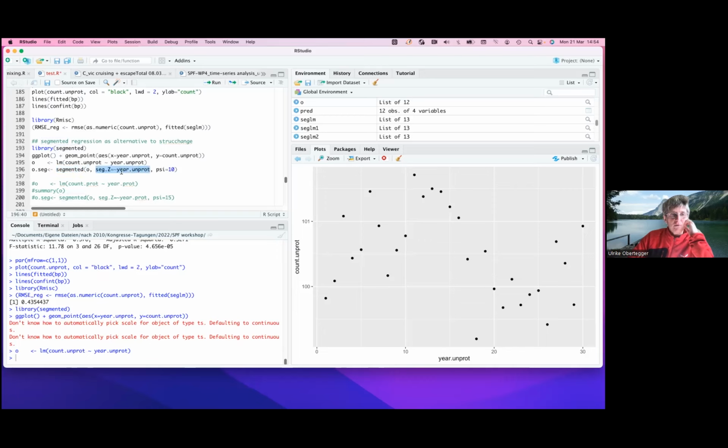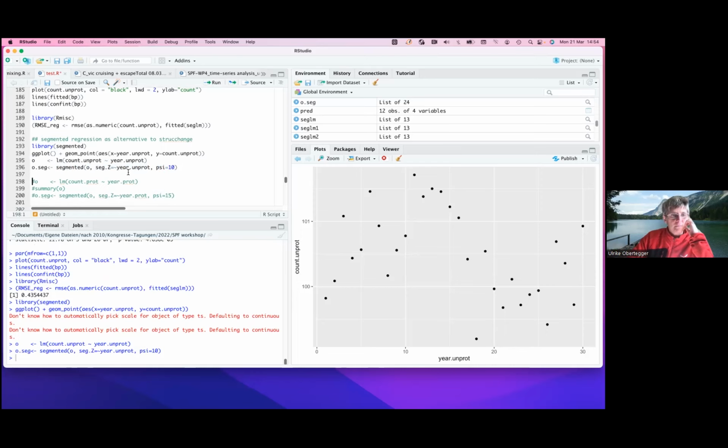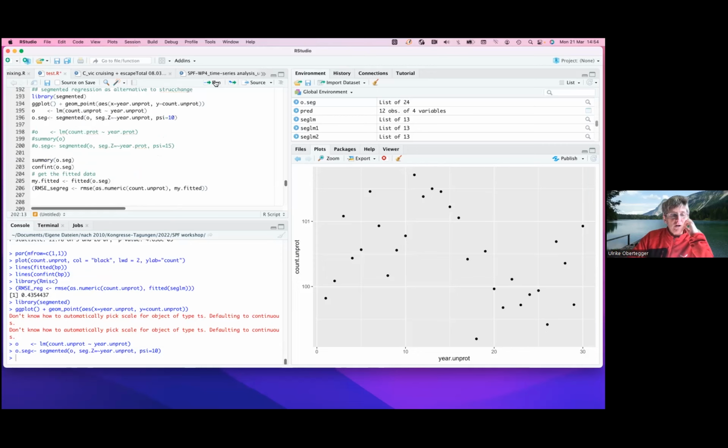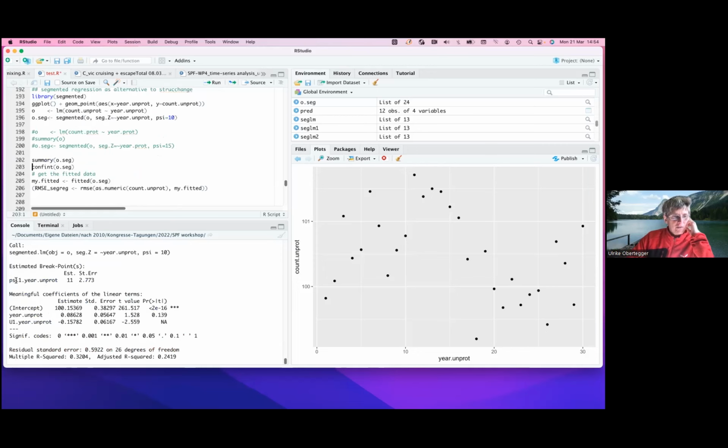The dependent variable is year unprotected because of the year variable. With the psi command, you give an estimate of a possible change point. Then with summary, it will tell you that here you have the estimated breakpoint, and here it puts it at observation 11. Remember that strucchange put it at observation 16, but segmented put it at observation 11. So there is quite a difference.